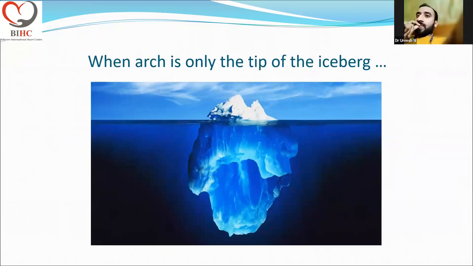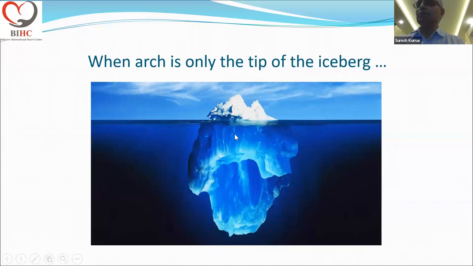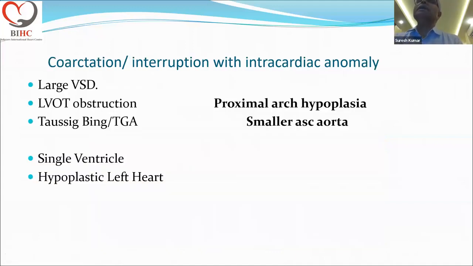Here, we find that the arch is only the tip of the iceberg. Why do we say that? Because there can be far more sinister intracardiac anomalies that may occur in association with coarctation. For instance, large VSD is common enough. LVOT obstruction makes management more challenging, or complex anomalies like Taussig-Bing anomaly, where coarctation may occur in as much as 30 to 50%. Transposition, single ventricle, hypoplastic left heart, all these where there is proximal arch hypoplasia and a smaller ascending aorta add to the complexity of coarctation management.